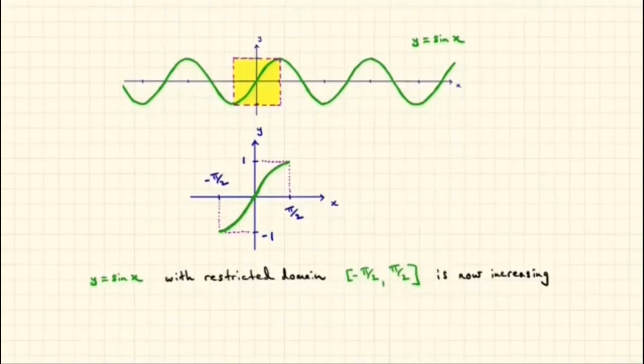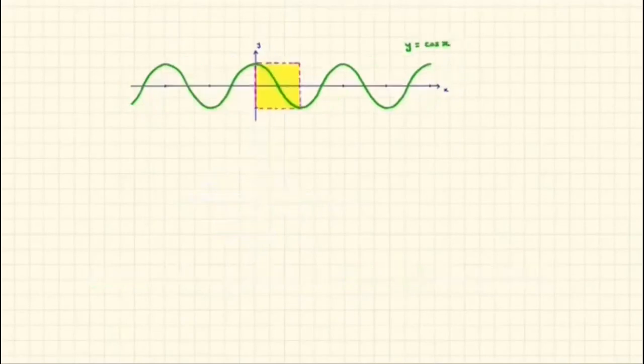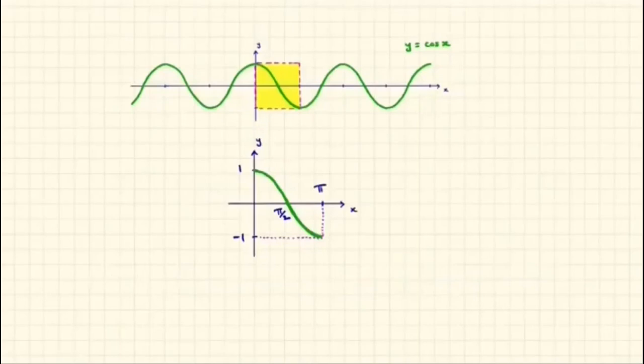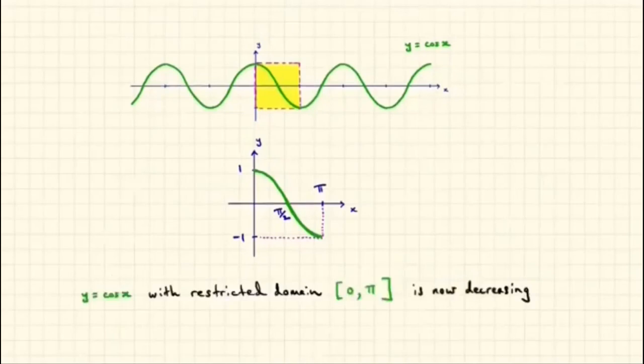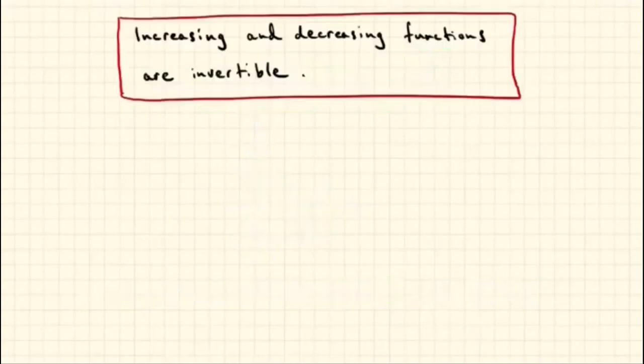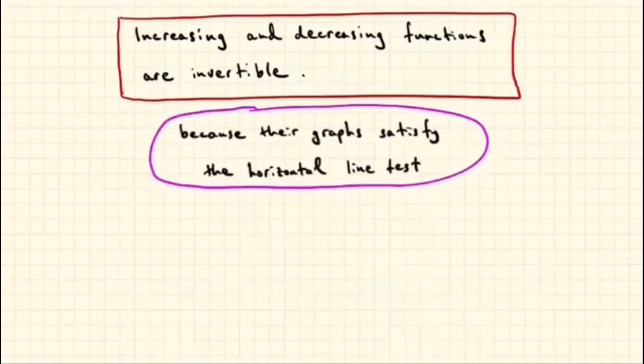If we restrict the domain of the cosine curve to the interval from 0 to pi, we get a fragment of the curve which now represents a decreasing function. This is the standard restriction used to invert the cosine function. It's a general fact that increasing and decreasing functions are invertible because they satisfy the horizontal line test. And these restrictions of the sine and cosine functions are two such examples.